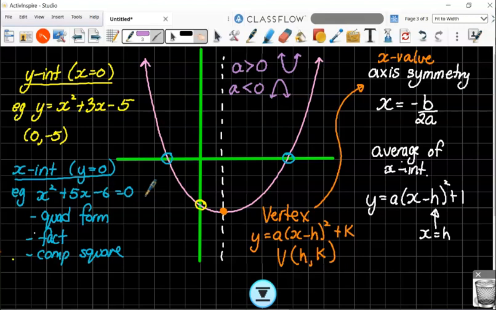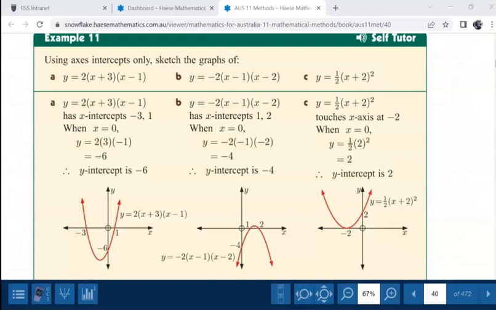So, look, see if your answer is reasonable. Well, let's get started. Using the axes x-intercepts only, sketch this graph. So first we look at this and we straight away go, is it concave or convex? Convex, we know that straight away. What's our y-intercept, just from looking at that equation?